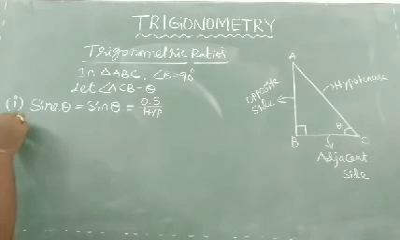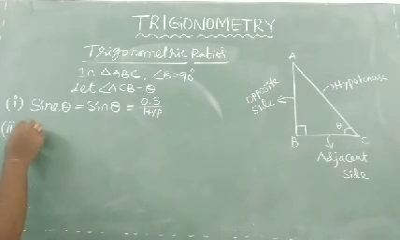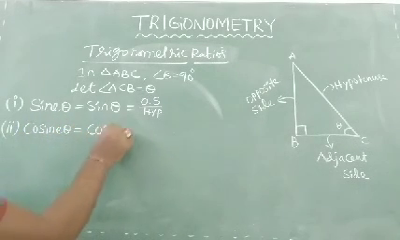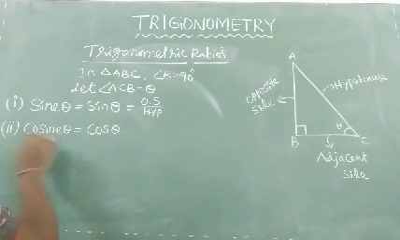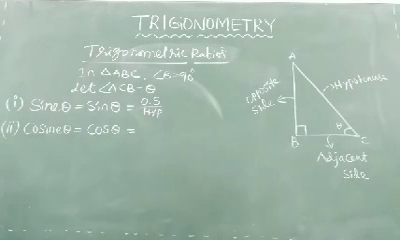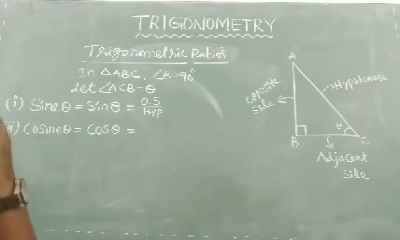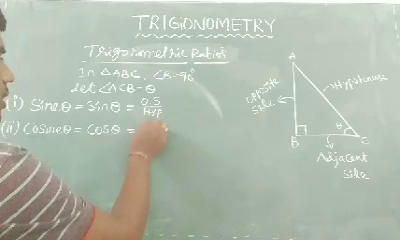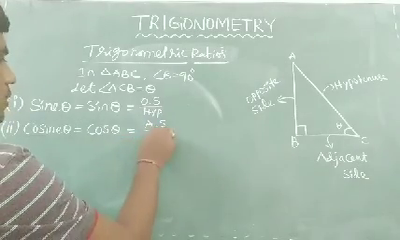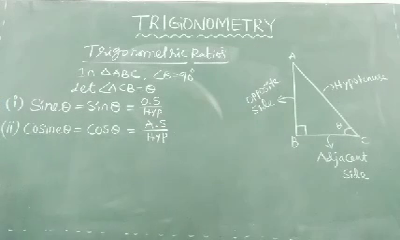The second one is cosine theta, shortly we can write as cos theta. Only the first three letters we are writing. Cos theta means the ratio between the adjacent side and the hypotenuse is called cosine theta or cos theta.